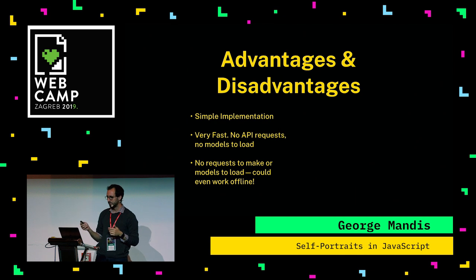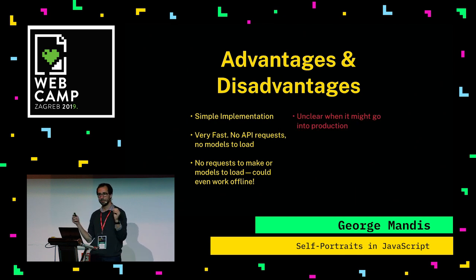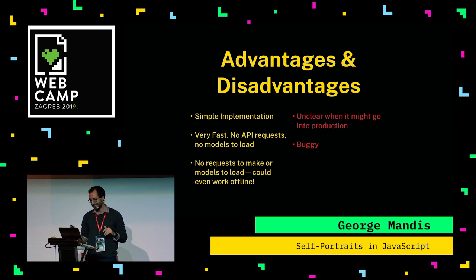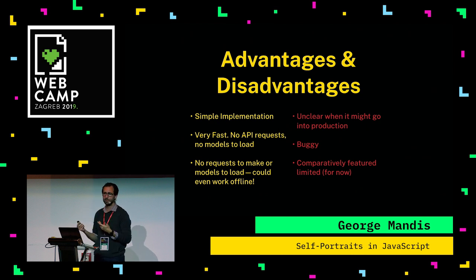It's kind of cool. It's unclear when it might go into production. That's a disadvantage. It's kind of buggy. Believe it, this actually did not work until this morning. I was prepared to tell you this API does not work, but then I upgraded macOS. And it doesn't work in Chrome, but I tried it in Electron, and it works really well in Electron. I found that out hours ago, so I have no idea what to tell you. It's comparatively feature limited. We don't get expressions and feelings. We just get the coordinates of the landmarks, which is still pretty good.